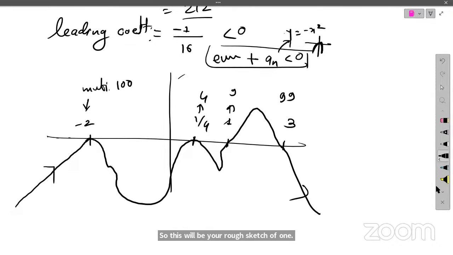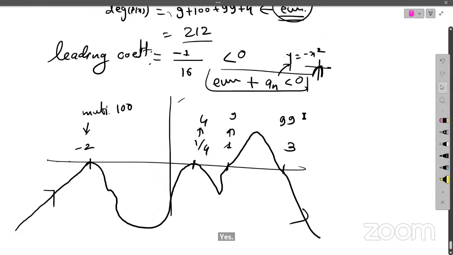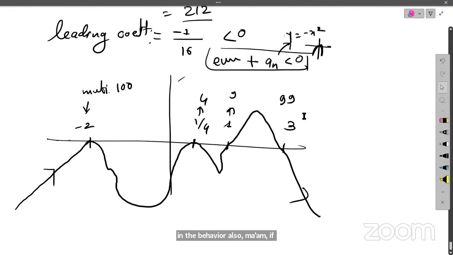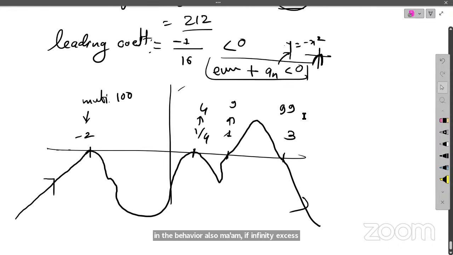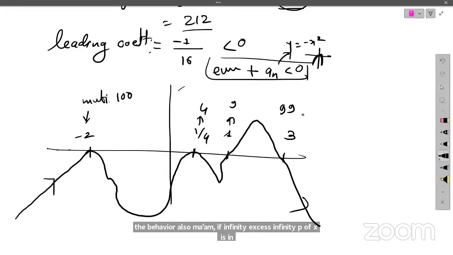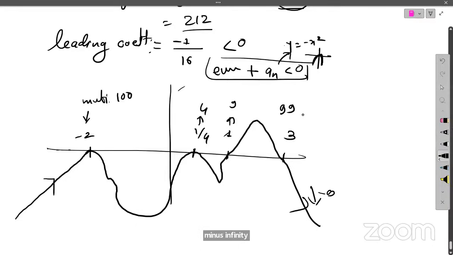In the behavior also, ma'am, if x is infinity, p of x is minus infinity here, and if x is minus infinity, p of x becomes minus infinity. Because we have an even degree, right? Okay, ma'am. Correct?